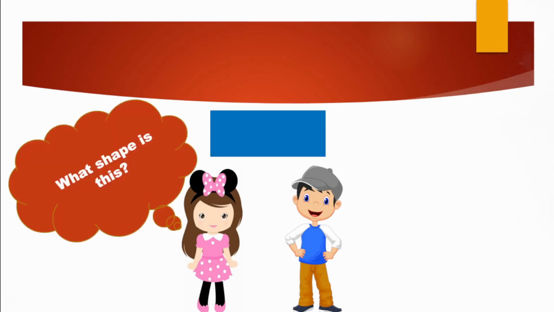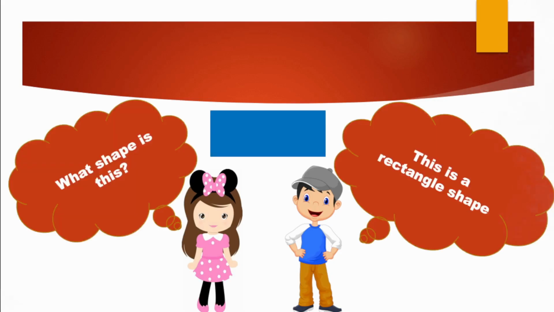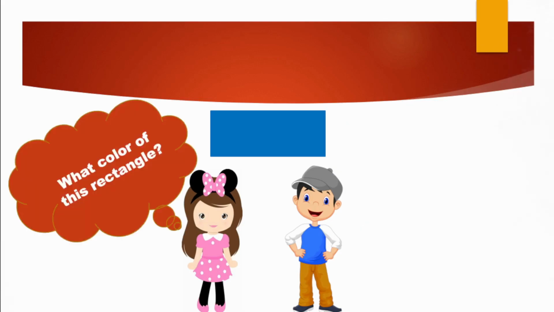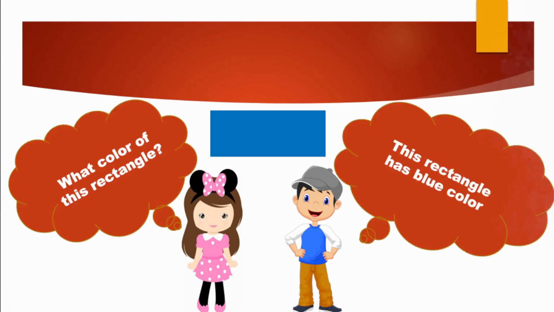What shape is this? This is a rectangle shape. What color of this rectangle? This rectangle has blue color.